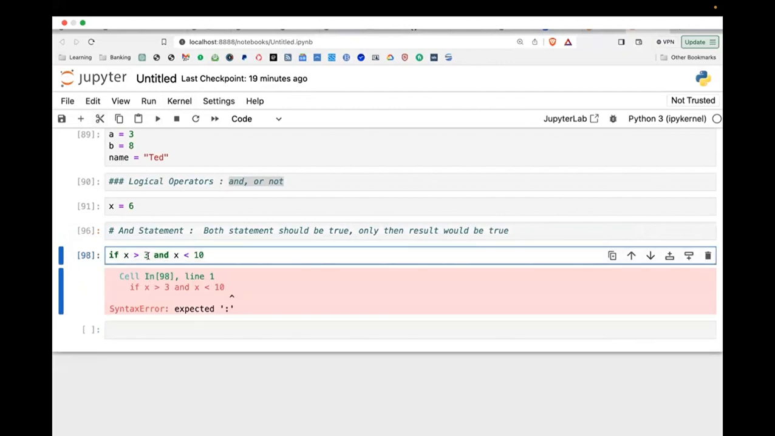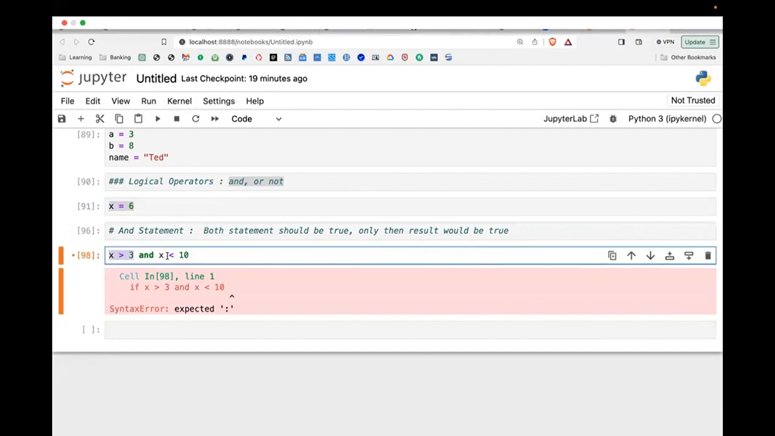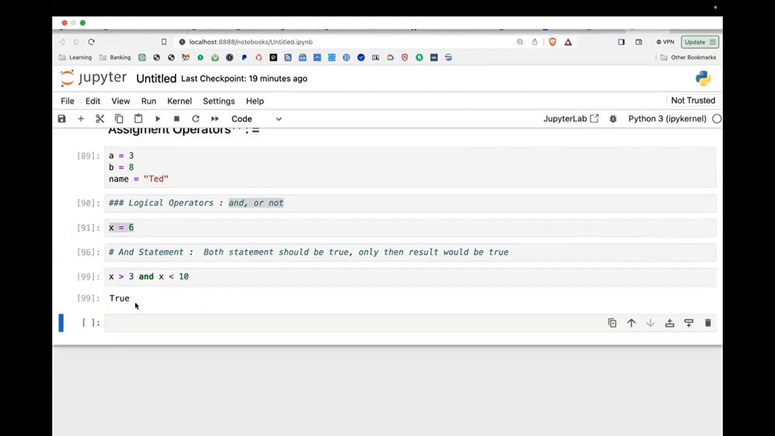If x is greater than 3 and x is less than 10, this is actually true right now, and this is also true. Both statements are true. Only then what exactly happens? Tell me what would be the result in this case? X is 6, so this is greater than 3, true. X is less than 10, this is also true. Then your result would be true.